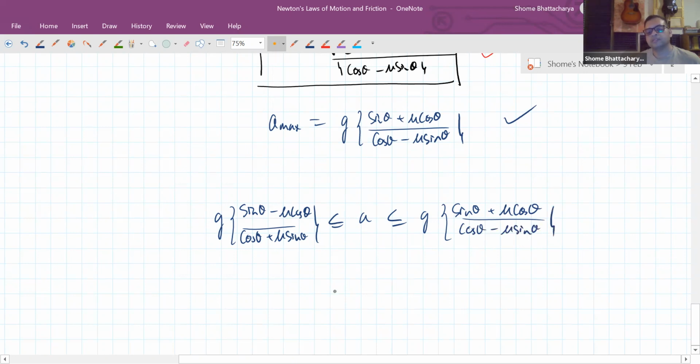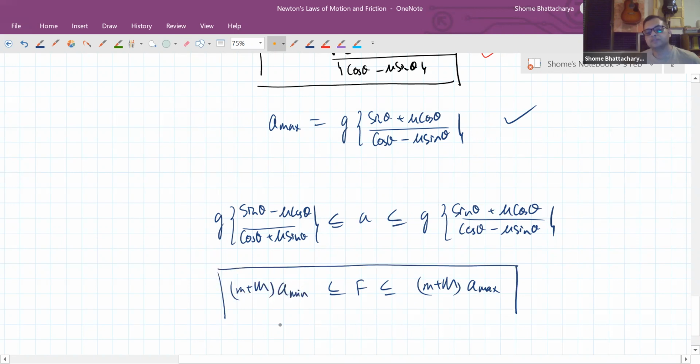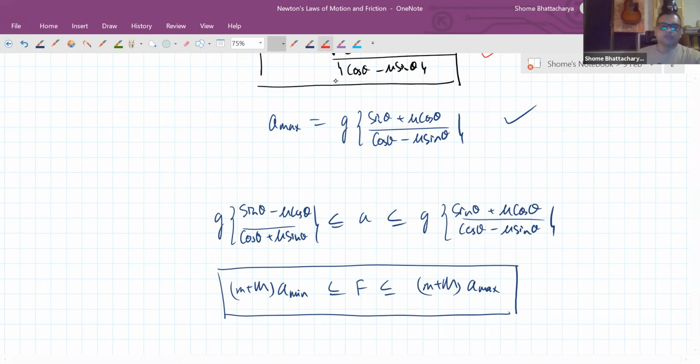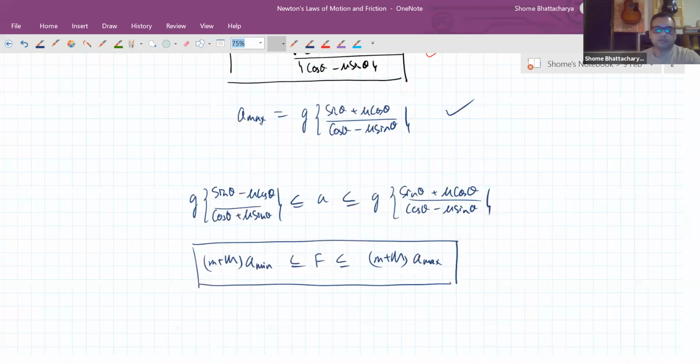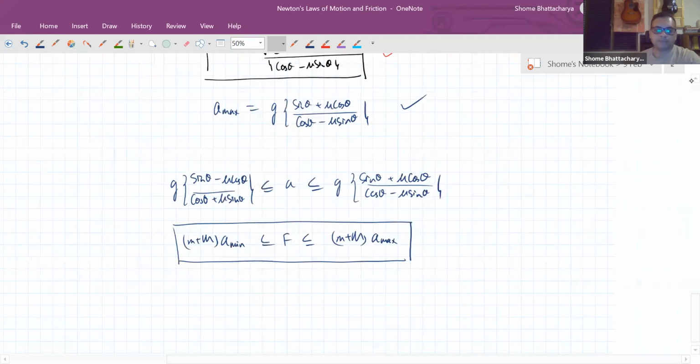And also analyzing this, now we can say that therefore F should be less than or equal to M plus m into this maximum acceleration and greater than or equal to M plus m into the minimum acceleration, where we can just substitute the values of a minimum and a maximum as per this equation and the one above. Okay, so that completes this analysis. So I will just give you a moment to go through this once more and we will discuss further.